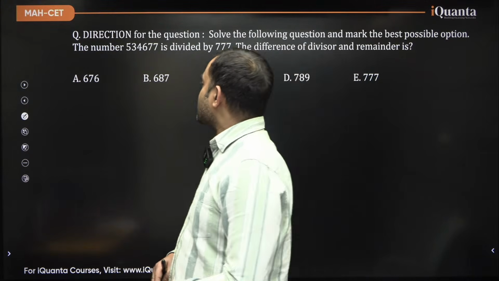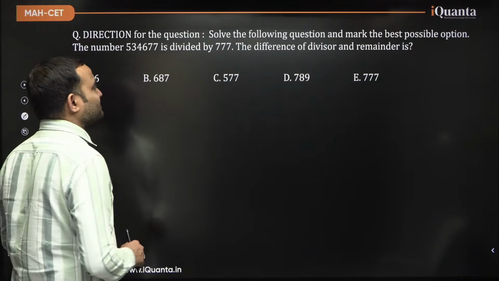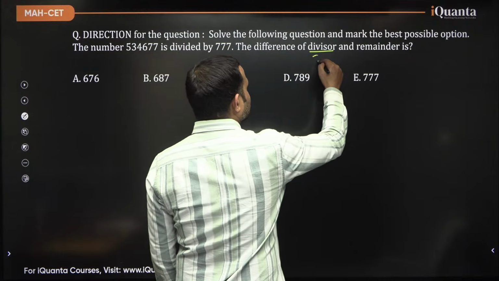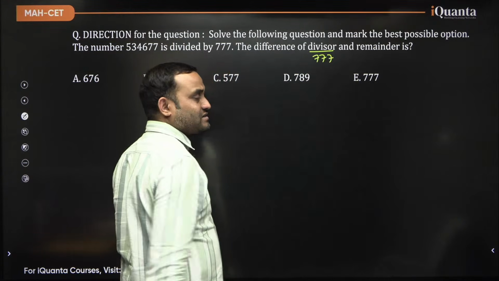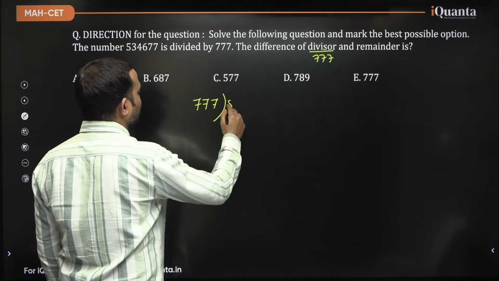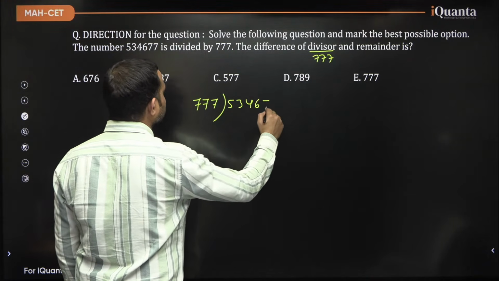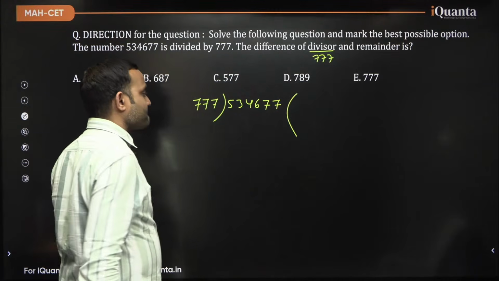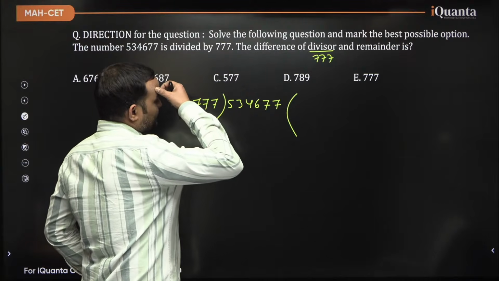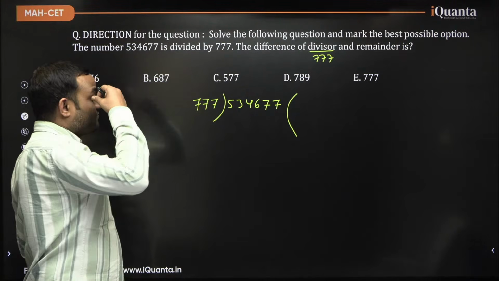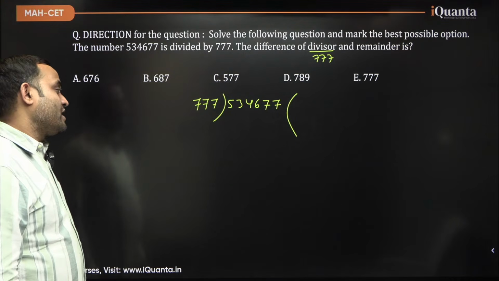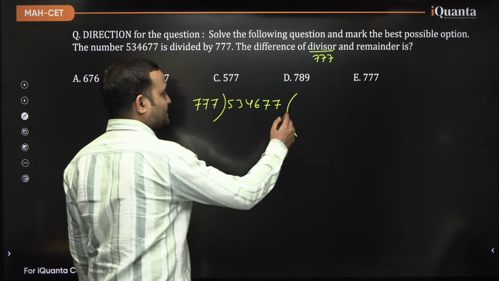The number 534677 is divided by 777. The difference of divisor. What is our divisor? Divisor is 777. What's the remainder? That is to find. 534677. Right. So, we need to check this. 777 7 times अगर लेते हैं तो क्या हो जाएगा 4900 and 500, 5400. तो 7 नहीं ले सकते, 6 लेंगे.